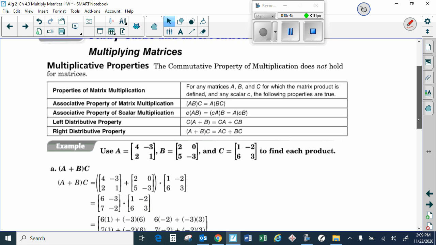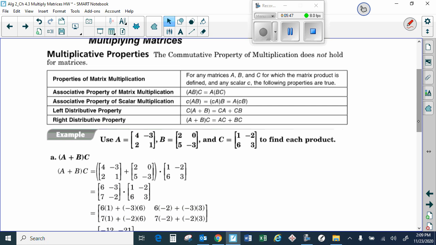The back side over here now is talking about the commutative property of multiplication. It says the commutative property of multiplication does not hold for matrices. So that means you can't switch the order of the matrix. 2 times 3, that's 6. That's the same thing as 3 times 2. But in multiplying matrices, that does not work.